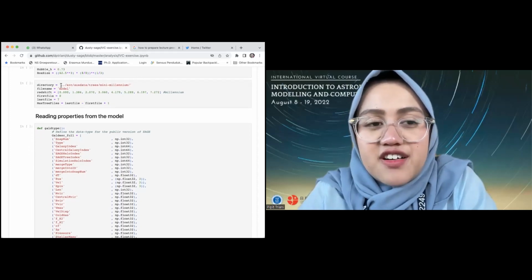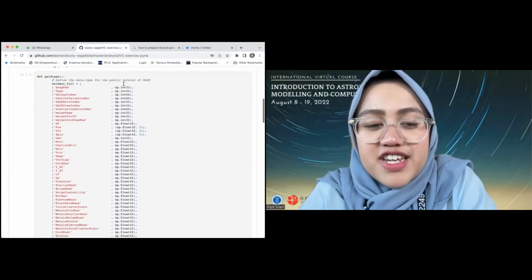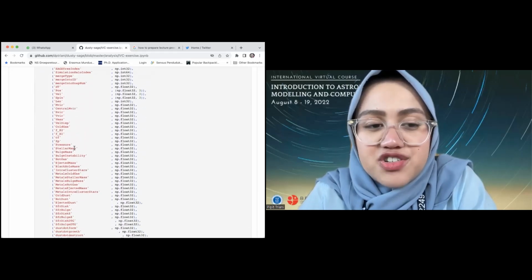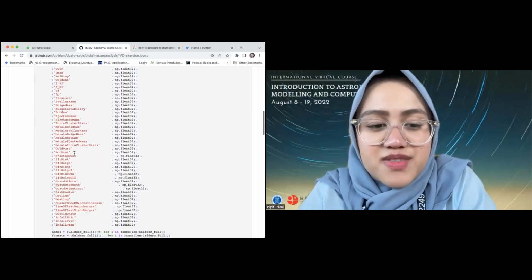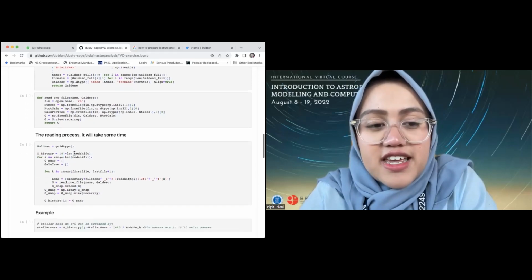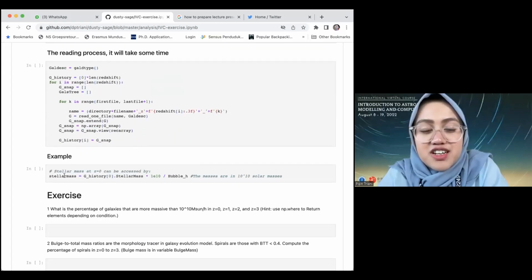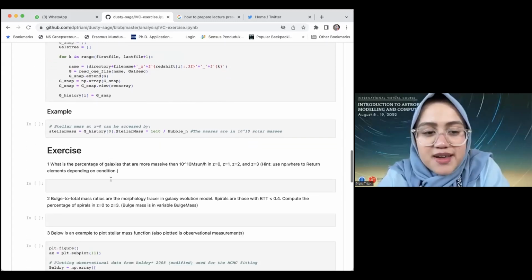And put the directory here, where your resulting directory is. And this is all of the properties from the model. Then we have the pressure, stellar mass, bulge mass, everything. And the reading process is here. So for example, the stellar mass at redshift 0 is this. So 0 is at redshift 0, 1 is at redshift 1, and so on.